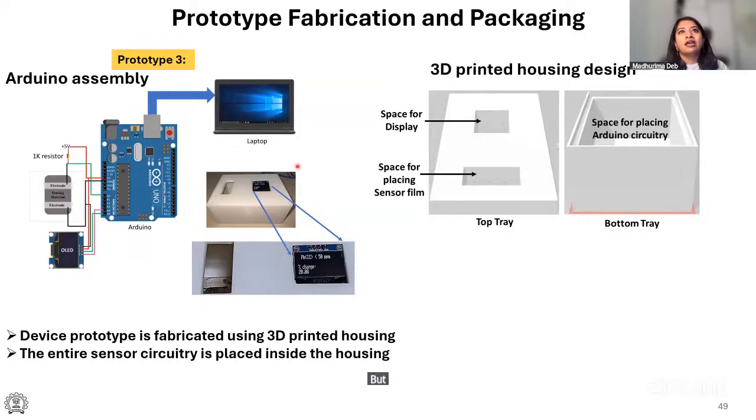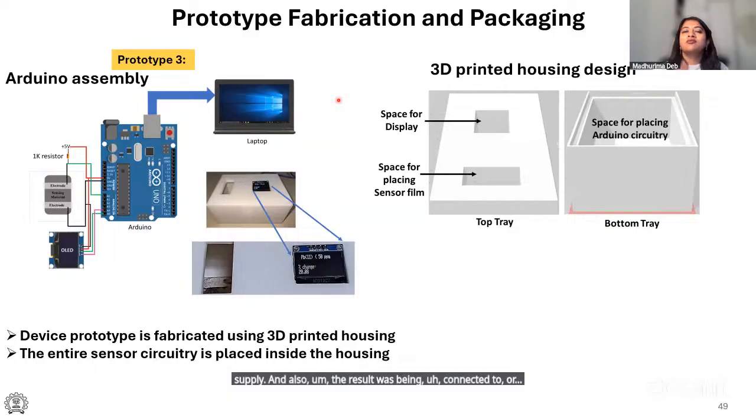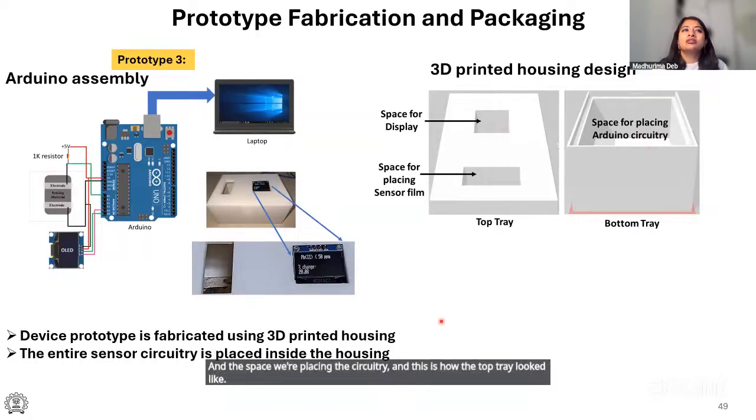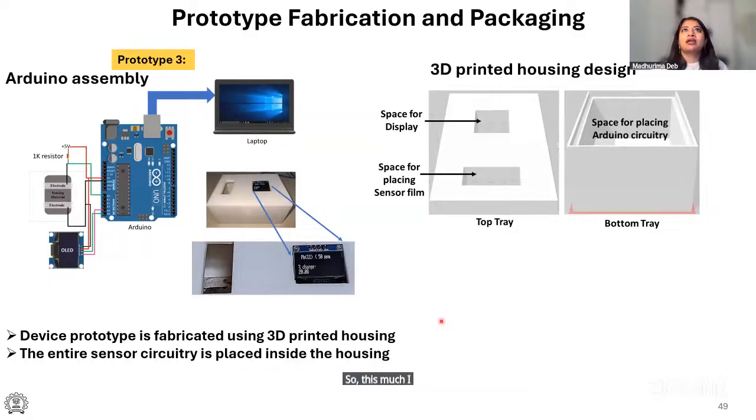But again, for the Arduino, I needed an external supply, and the result was being connected to the log we could see on the laptop. And if you are interested, this is the 3D printed housing design, which has a bottom tray and the space for placing the circuitry. And this is how the top tray looked like.